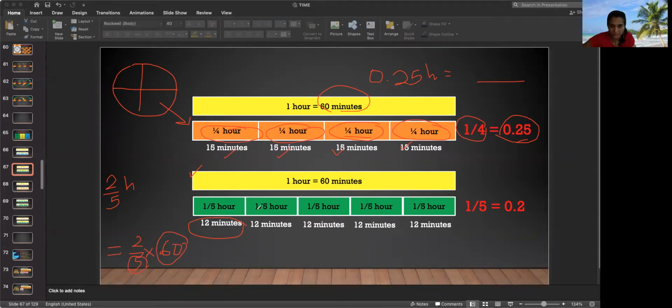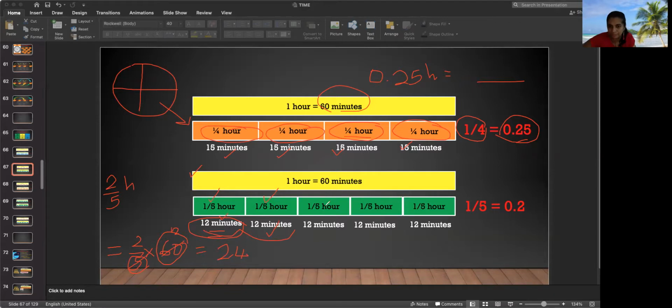So that's what I did. 60 divided by 5, I got 12. And then I'm going to multiply it with 2. So I'll have 12 here, and I'm going to multiply with 2 and I will get 24. You can do a simple adding of 12 times table here. 1/5 of an hour is 12 minutes. 2/5 of an hour is 24 minutes.